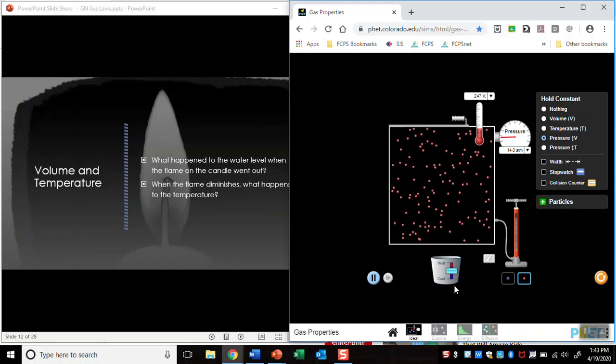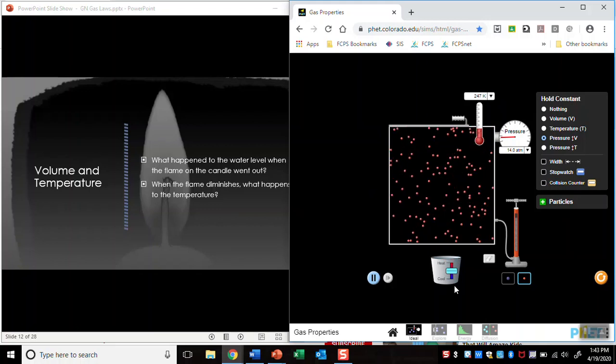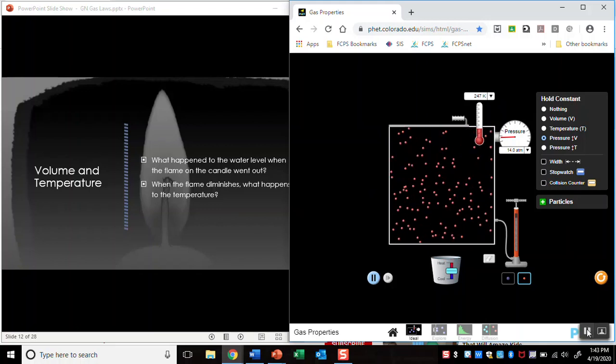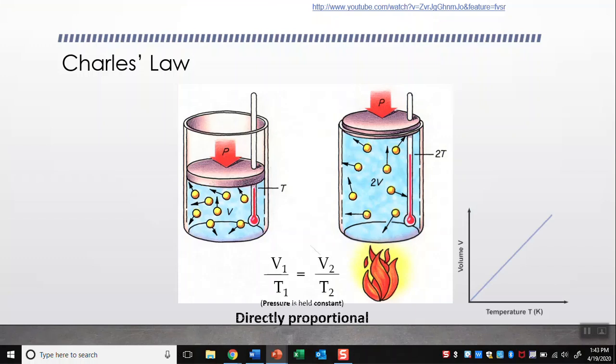It's a direct relationship. If one goes up, the other goes up. If temperature goes up, then volume goes up. If temperature goes down, then volume goes down. This is known as Charles's law. V1 over T1 is equal to V2 over T2, and here we have a direct relationship between these two variables. If we increase the temperature, volume also increases. If we cool down the temperature, then the volume also goes down.